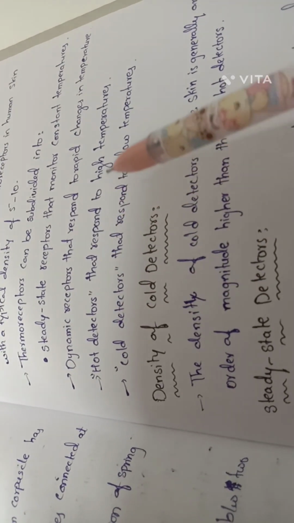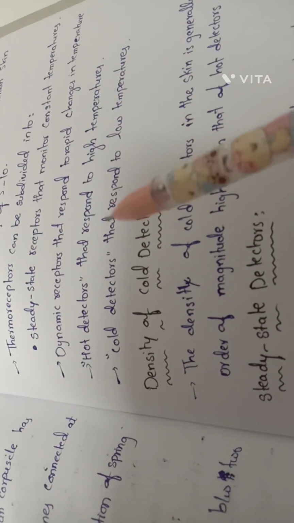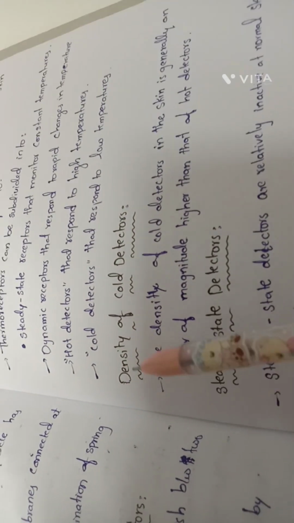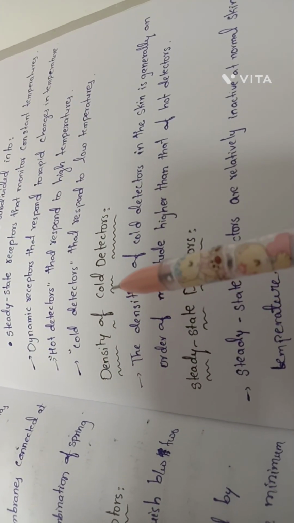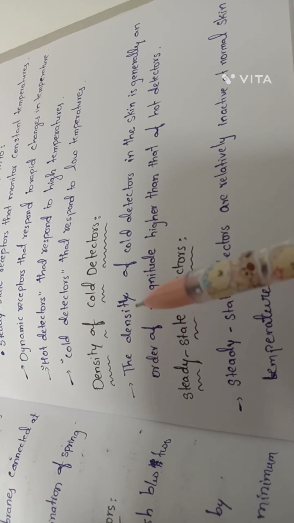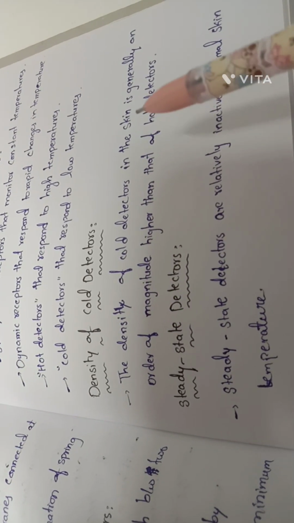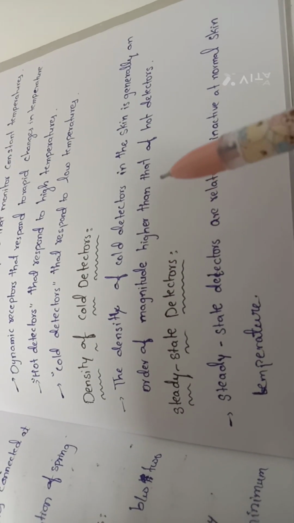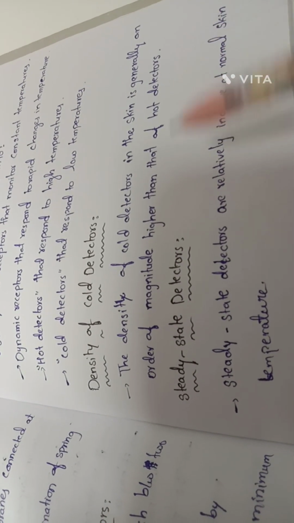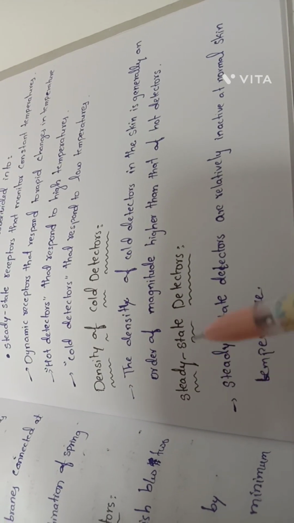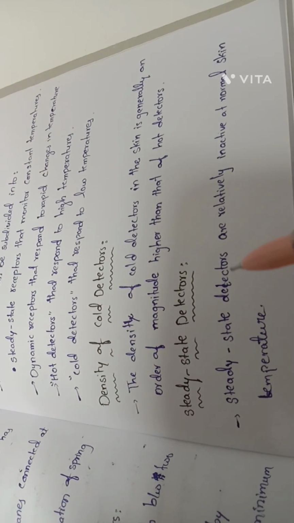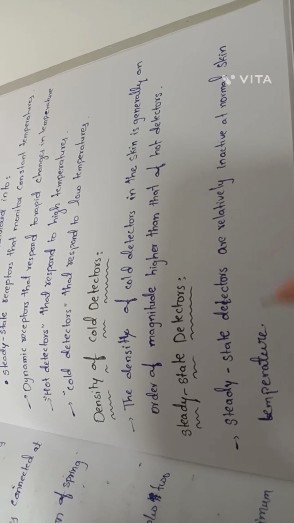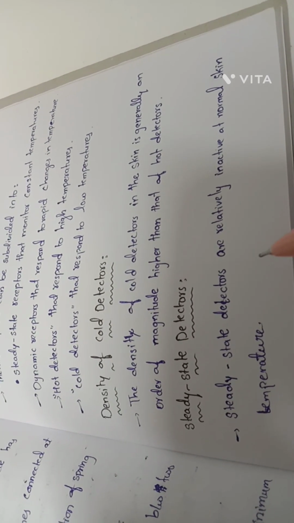Hot detectors respond to high temperatures. Cold detectors respond to low temperatures. Density of cold detectors. The density of the cold detectors in the skin is generally an order of magnitude higher than that of the hot detectors. Steady state detectors are relatively inactive at normal skin temperature.